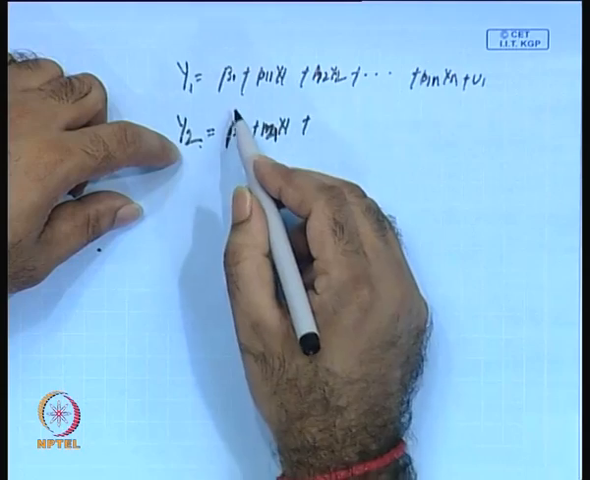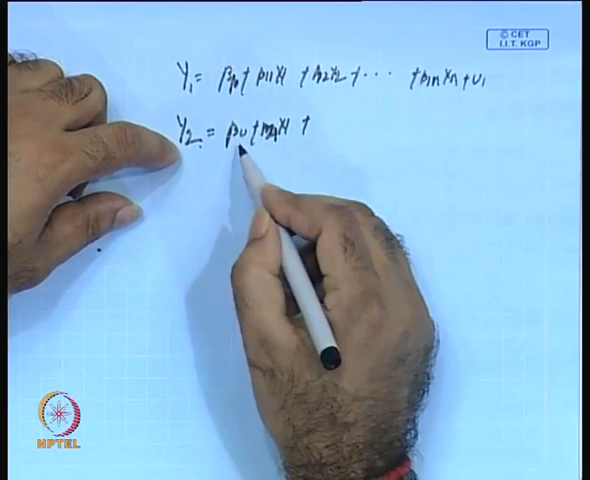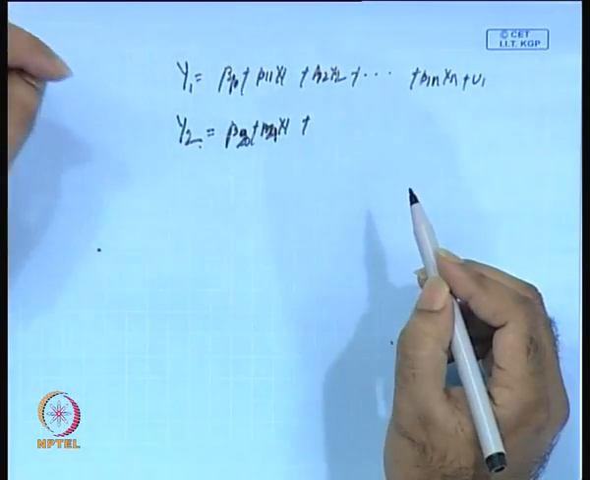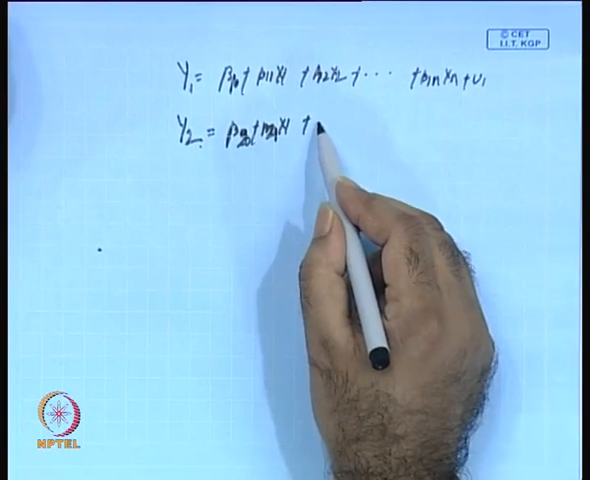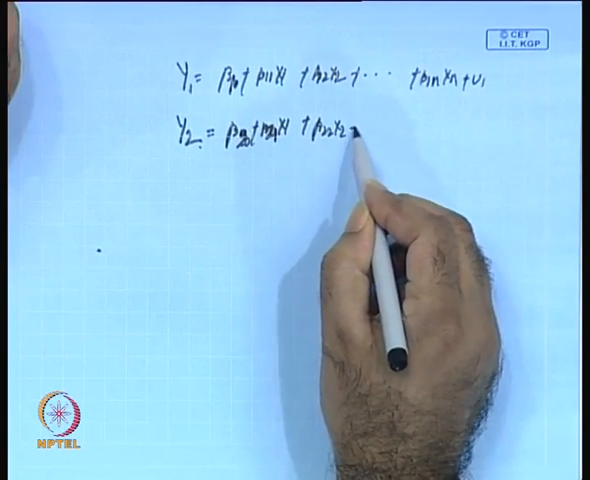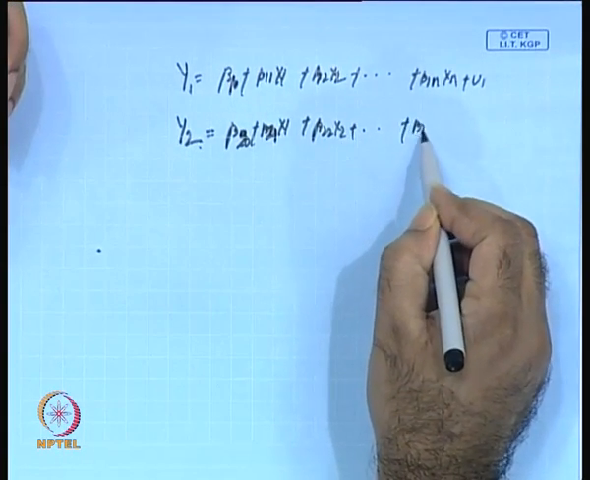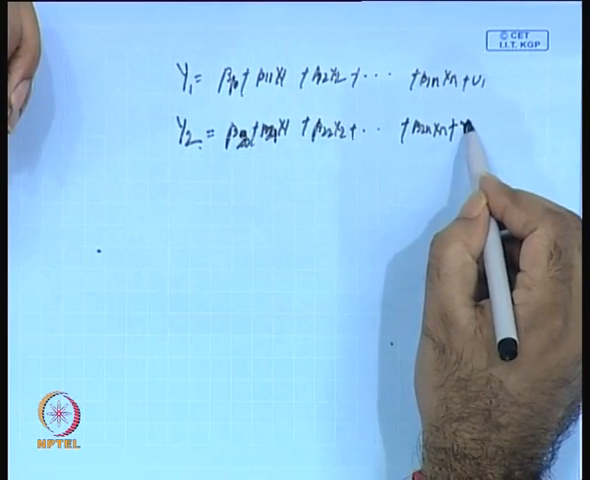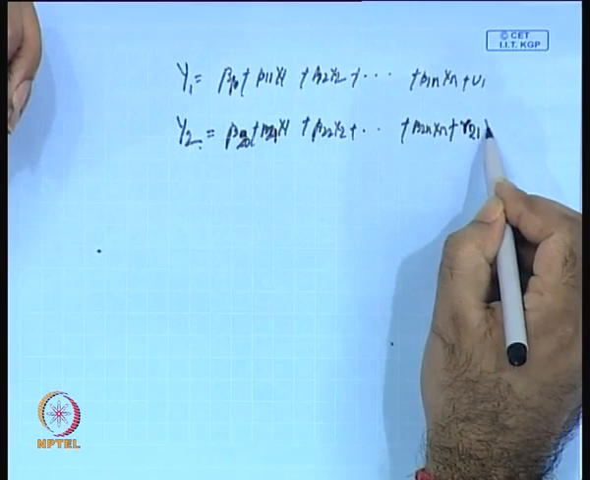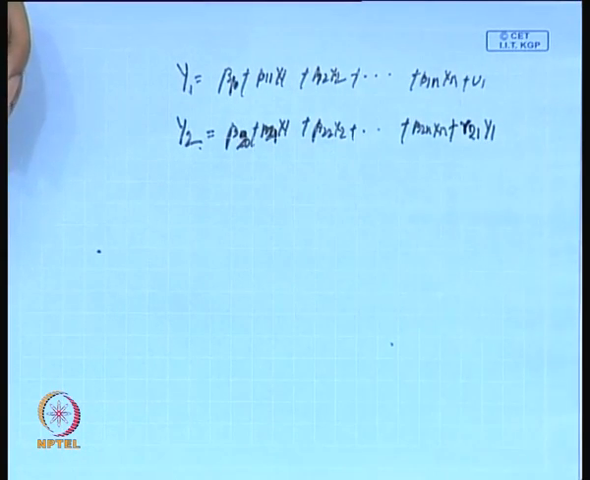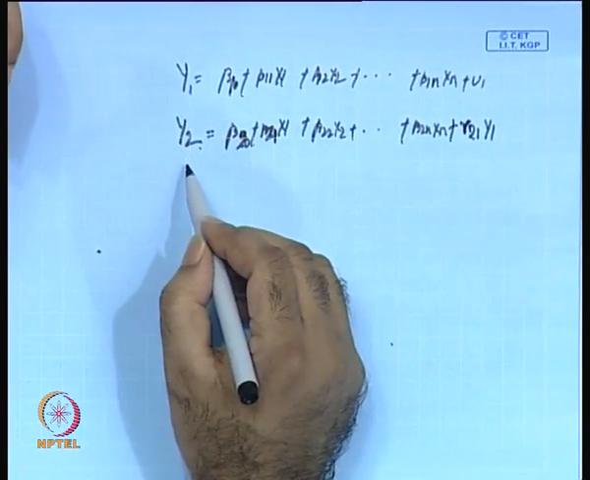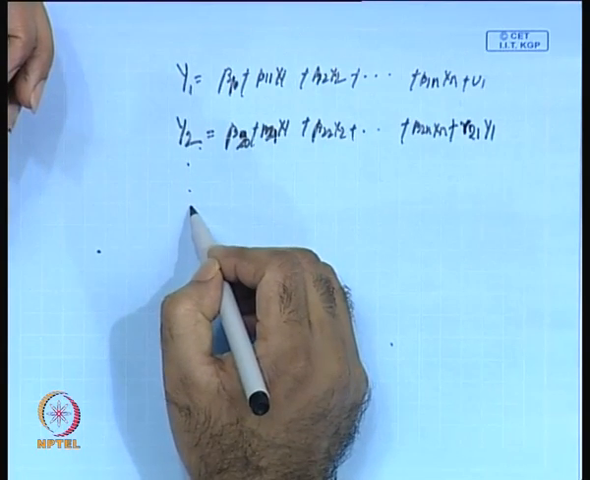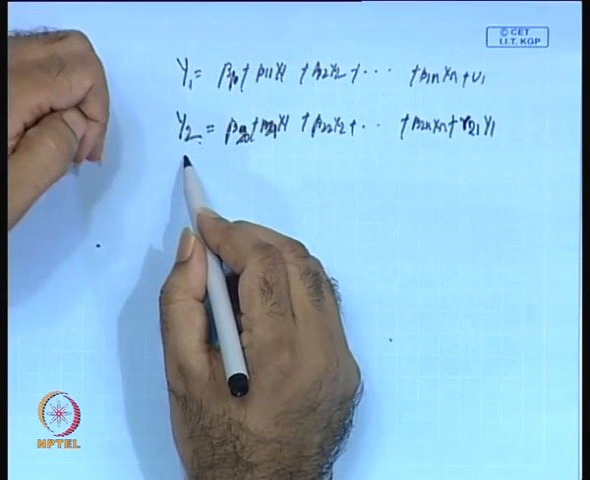Okay, so it's better you put here beta 1 0, this is beta 2 0. Then beta 2 1 x1, beta 2 2 x2, continue to beta 2n xn, plus gamma 2 1 y1. Then similarly it will continue. Okay, we will put another equation.